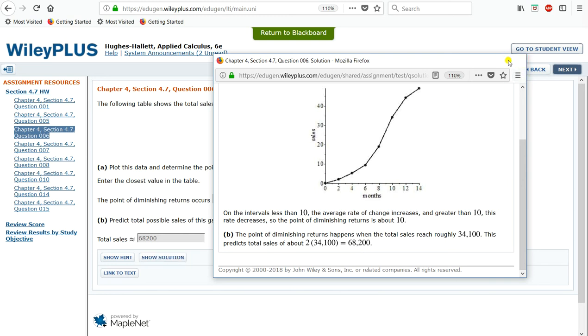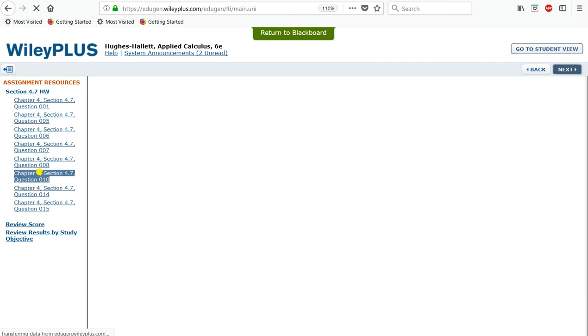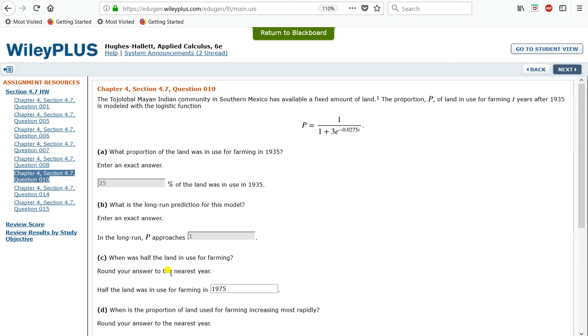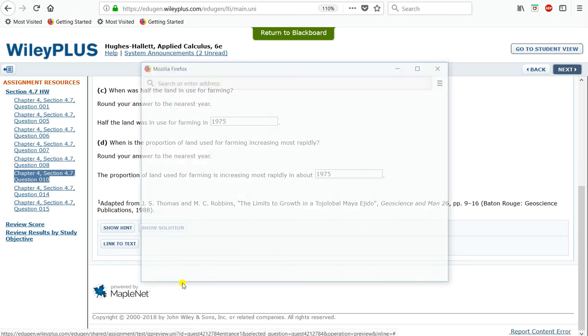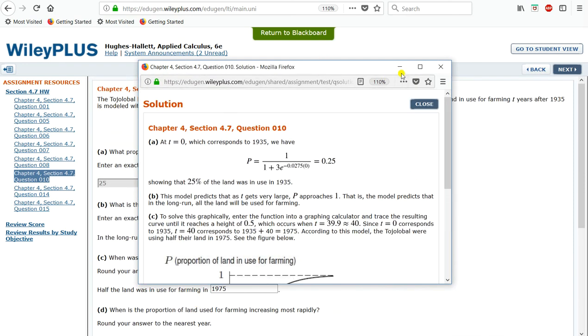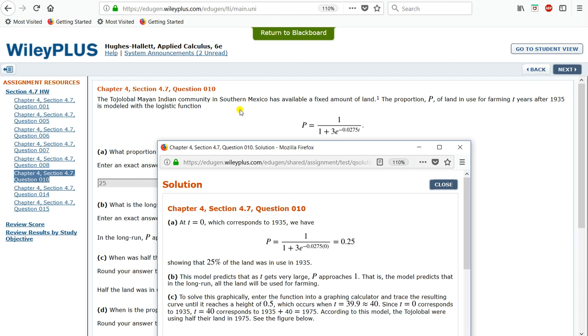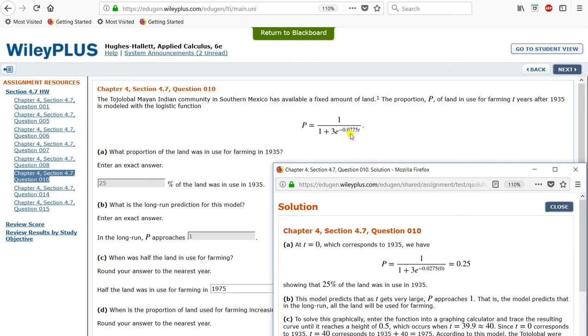Okay, let's do question 10. Let me pull up the solution. Question 10 says a community in Southern California, Mexico, has a variable fixed amount of land, and this is the proportion P of farming T years after 1935. Now, what proportion, that is, what is the value of P, of the land was used in farming in 1935?